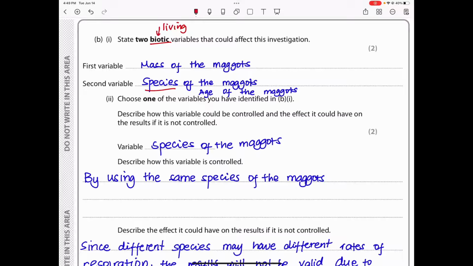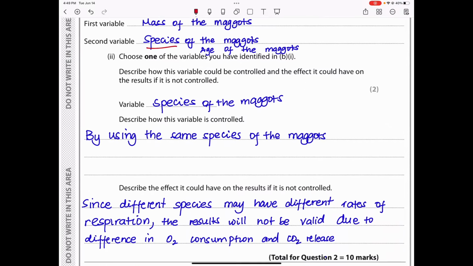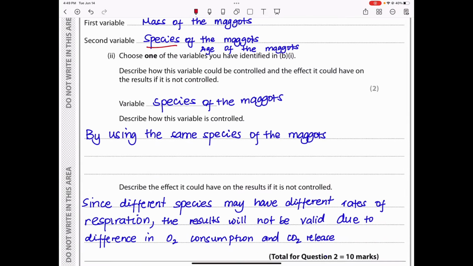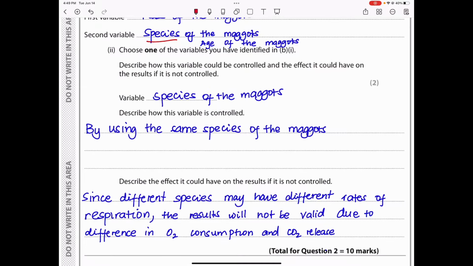So they say choose one of the variables you have identified in B1, and then describe how this variable could be controlled and the effect it could have on the results if it is not controlled. The species of the maggot should be controlled. In this case, it can be controlled by ensuring that they are all coming from the same species or even from the same parent. There we can guarantee that they are the same species.